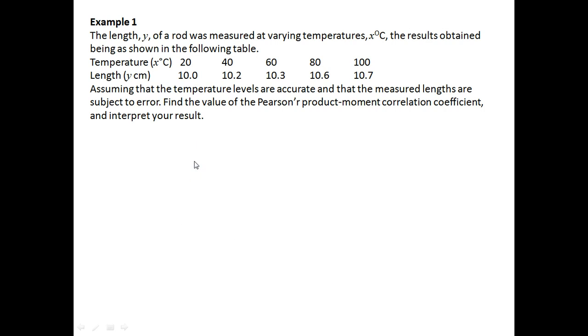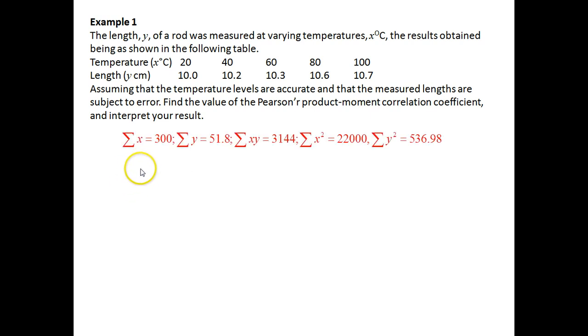Example: the length y of a rod was measured at varying temperatures x degrees Celsius, the results obtained being as shown in the following table. Assuming that the temperature levels are accurate and that the measured lengths are subject to error, find the value of Pearson's product moment correlation coefficient and interpret your results.